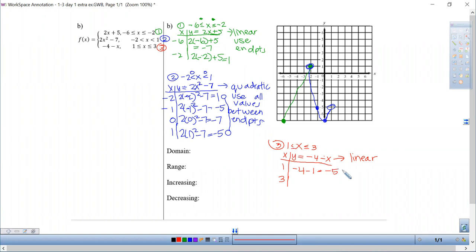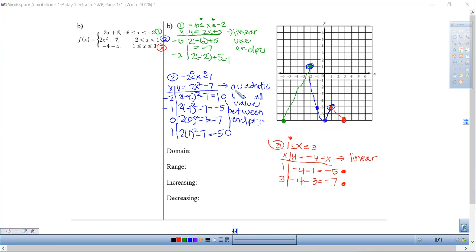It's equal to, so I'm going to put a solid point there at 1, -5. So 1, -5 matches up with my previous point, so I'm filling that guy in. And then I have -4 minus 3 gives me -7. And that is also filled in because I have an equal to in my domain. So at 3, I'm going to put a point at -7. And I'm going to connect those 2 points with a line because I had a linear function.